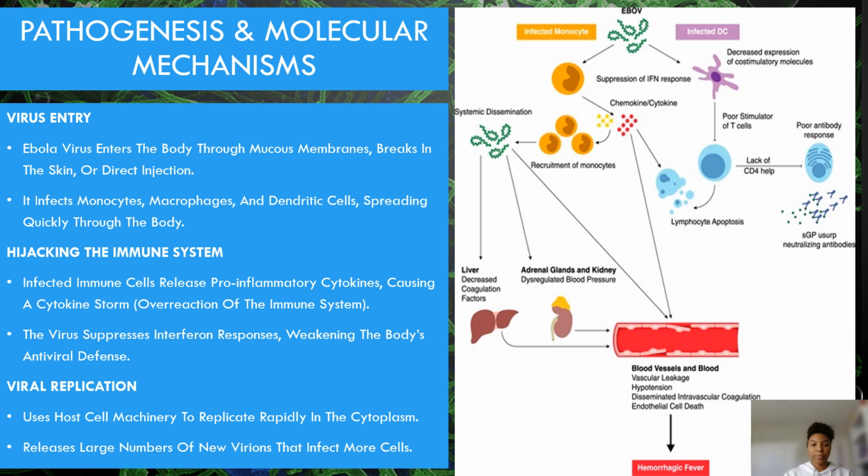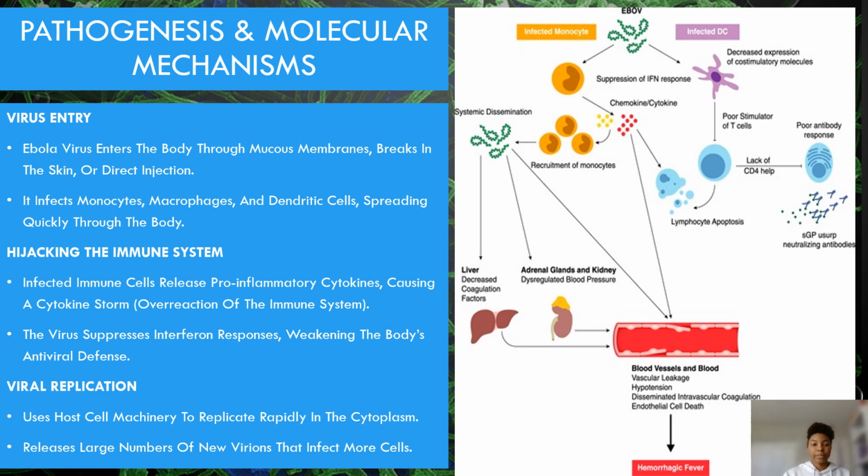Pathogenesis and molecular mechanisms. First, we have virus entry, where the virus uses glycoprotein GP to enter host cells. It is able to evade the host immune system by blocking interferon response, through the infection of macrophages, dendritic cells, and endothelial cells by VP35, which results in vascular leakage.